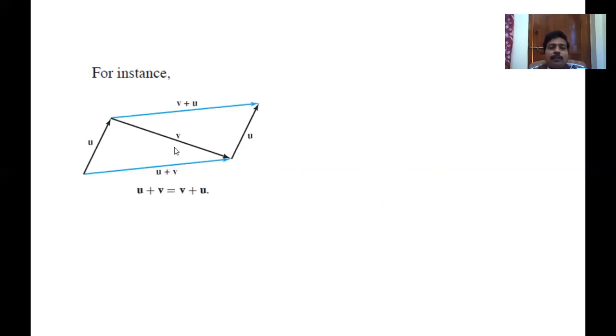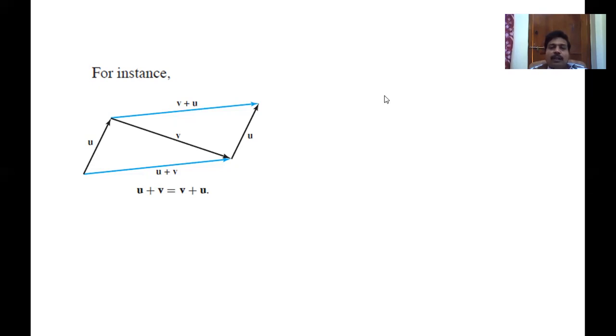For the commutative property, U plus V: this is U and this is V. By the parallelogram law, by addition, you can get this as our U plus V. Similarly, if you add V plus U, you will get this one. Both U plus V and V plus U have the same length and the same direction. So these two are regarded as equal vectors as per our definition. So U plus V is equal to V plus U.